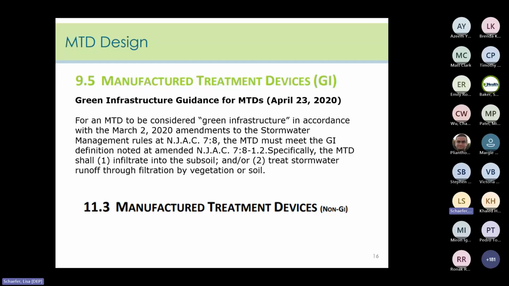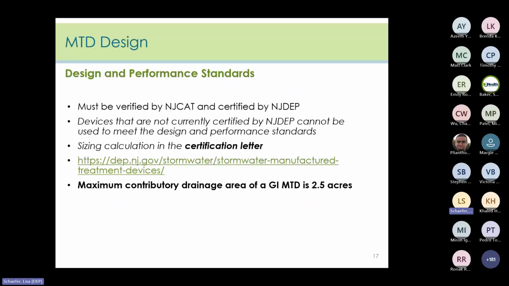So it's just a reminder that if the design proposes to incorporate MTDs to meet the water quality design and performance standards, then the designer must incorporate GI MTDs into the design unless a waiver or variance for using non-GI MTDs is granted. For all MTDs proposed to meet water quality in a project, they must be verified by New Jersey Center for Advanced Technology, and they must be certified by the New Jersey DEP.